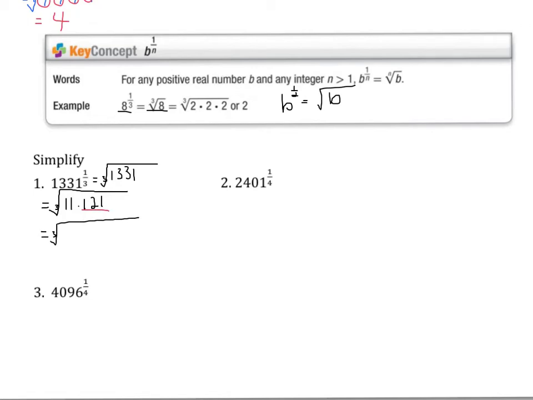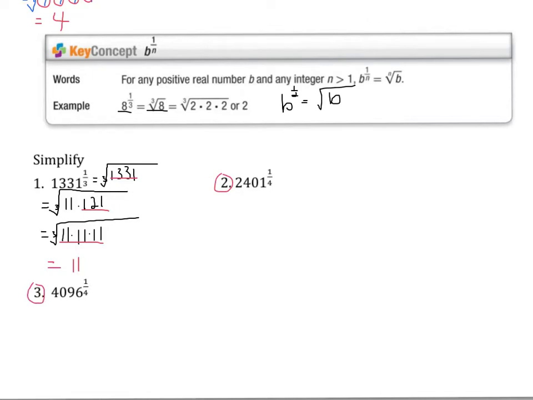And that will give us, we keep our first 11. 11 times 11 is 121. So if we multiplied all of that out, it would be 1,331. So our final answer is going to be 11 is the cube root of 1,331. Okay? And so I'll let you guys work on number 2 and number 3. You're going to be doing the exact same thing there.